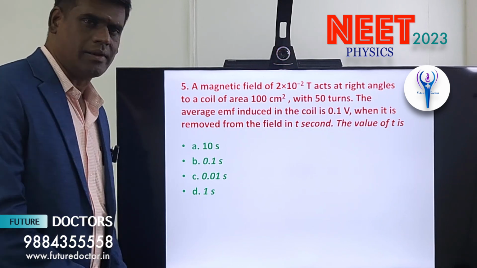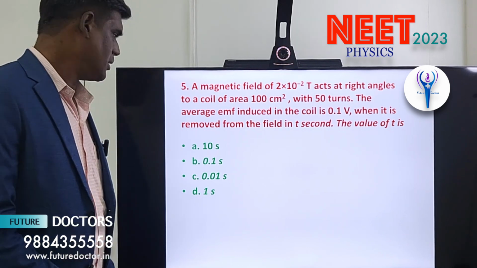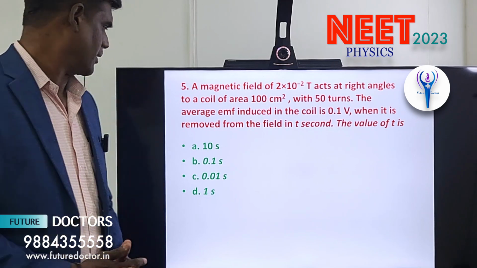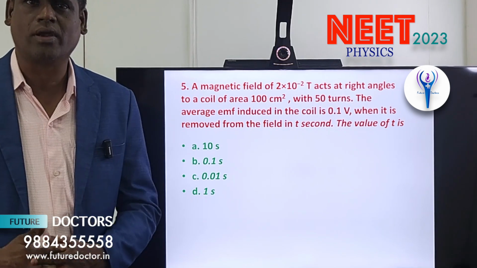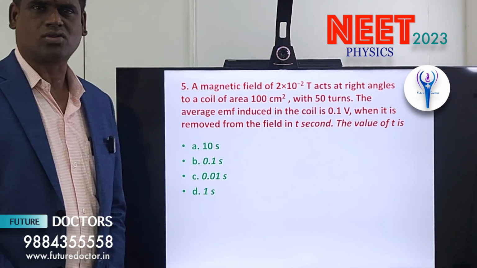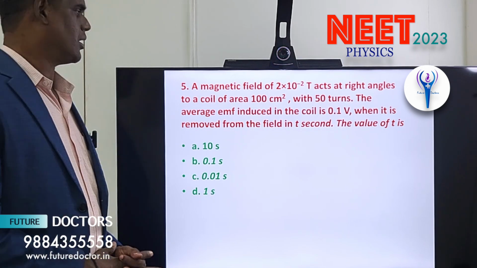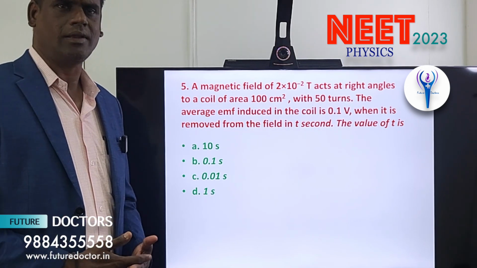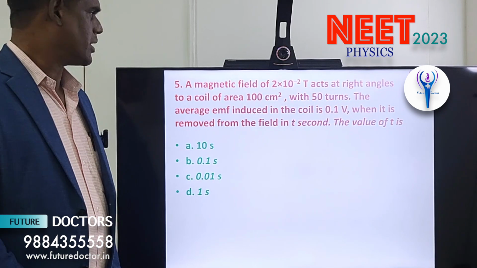Option A 10 second. B option 0.1 second. C option 0.01 second. Last option 1 second. Here you want to find time only in second. Next question, question number 6.